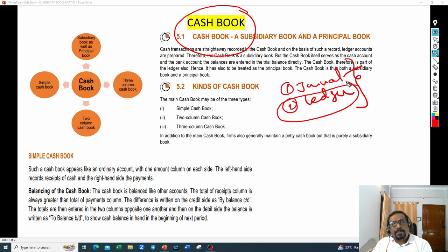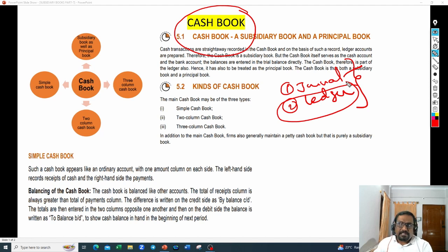Why is it a principal book? Do you remember? I told you when we were explaining about ledger. In ledger, what do we prepare? We prepare accounts. Why do we need to prepare accounts? When journal book is already available, why do we need to prepare accounts? These accounts are classified statements and they give the final balance of that particular account.